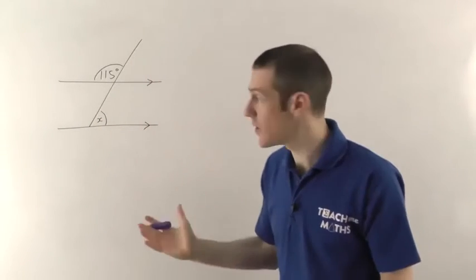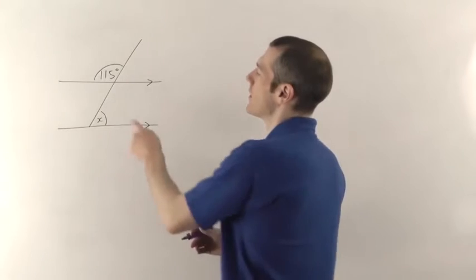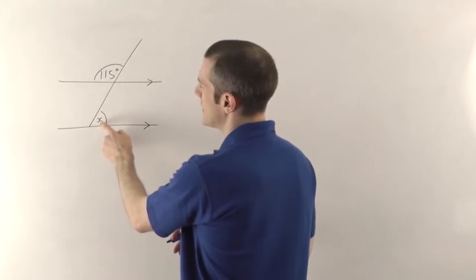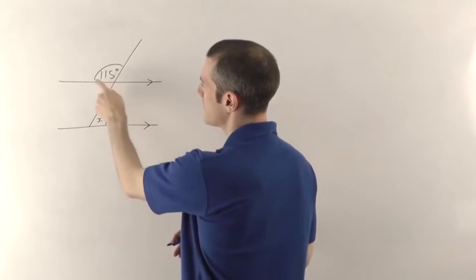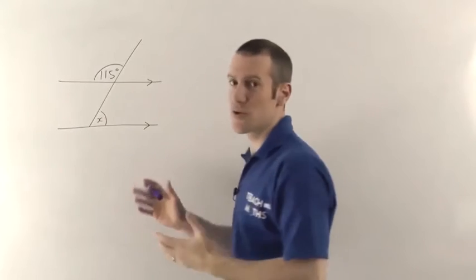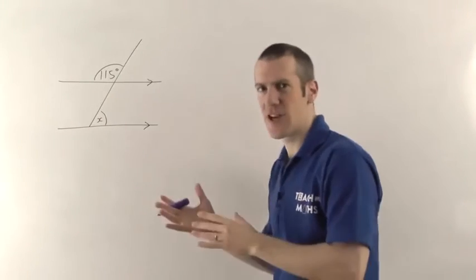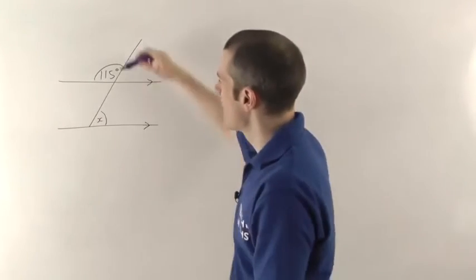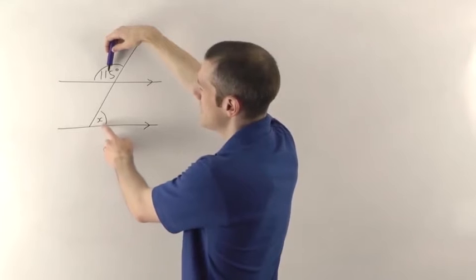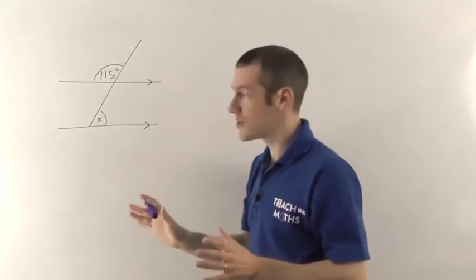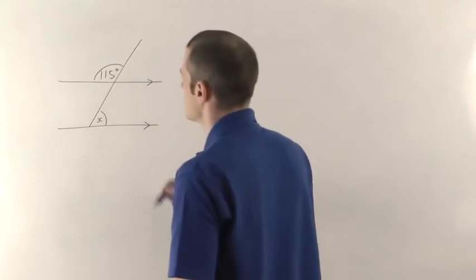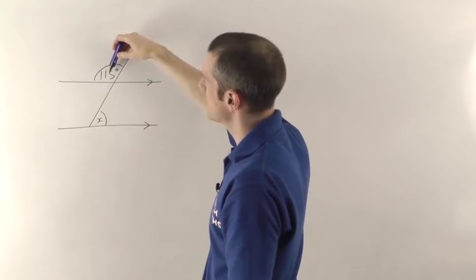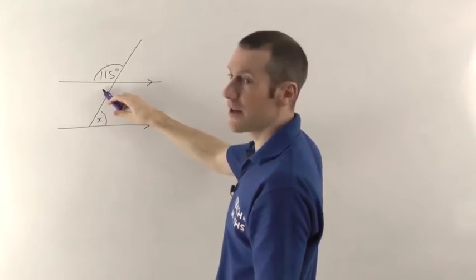So again, there's a couple of different ways you could do this. In order to find out what this is, we need to find out one of the ones that sort of matches around here. Now, there's no shape. If you remember, I had F shapes and Z shapes and C shapes and things. You need something that will connect the 115 with the X, and none of those shapes are going to do it directly. What we could do though is we could connect the 115 with this angle here.